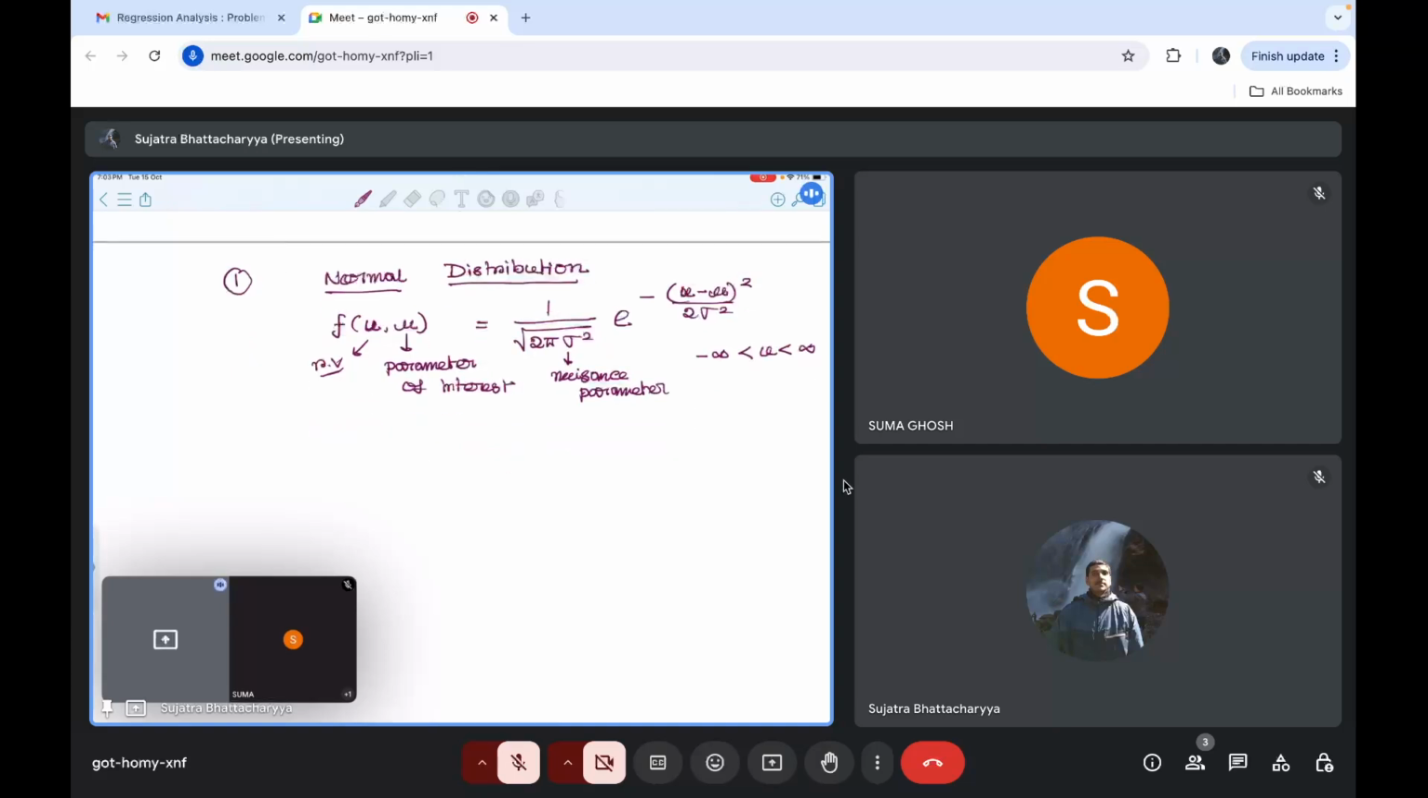Now, how can we write it in terms of the exponential function? Let us just put the exponential outside and write whatever is there within it. First let us write this as u into mu by sigma square plus mu square by 2 sigma square minus half log of 2 pi sigma square and minus u square by 2 sigma square.